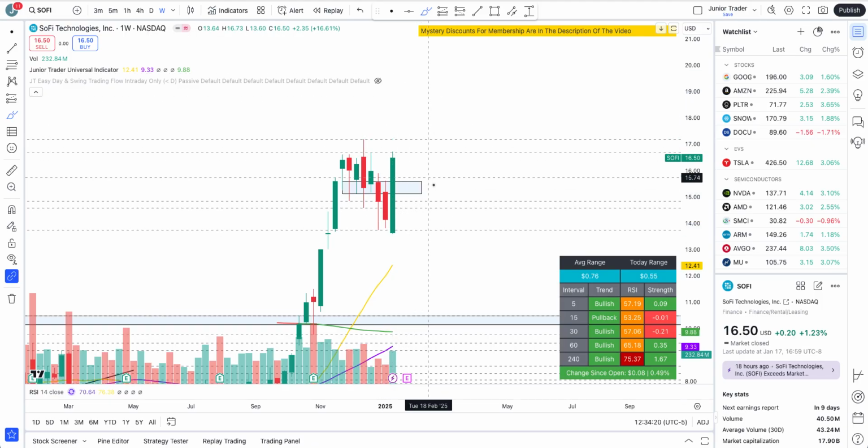Again, have a stop loss regardless, but we are bullish. I'm not worried as long as this blue box $15 level continues to hold. We are just fine on SoFi, and pullbacks are just a buy as long as we're above the blue box.